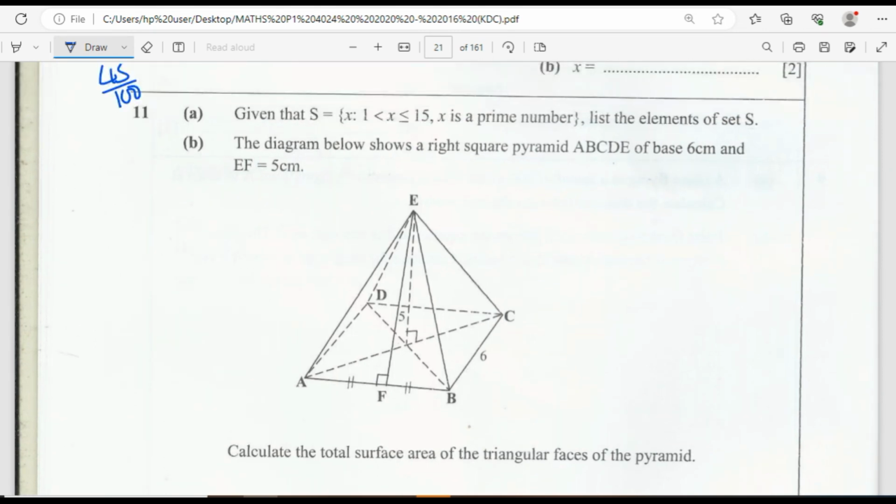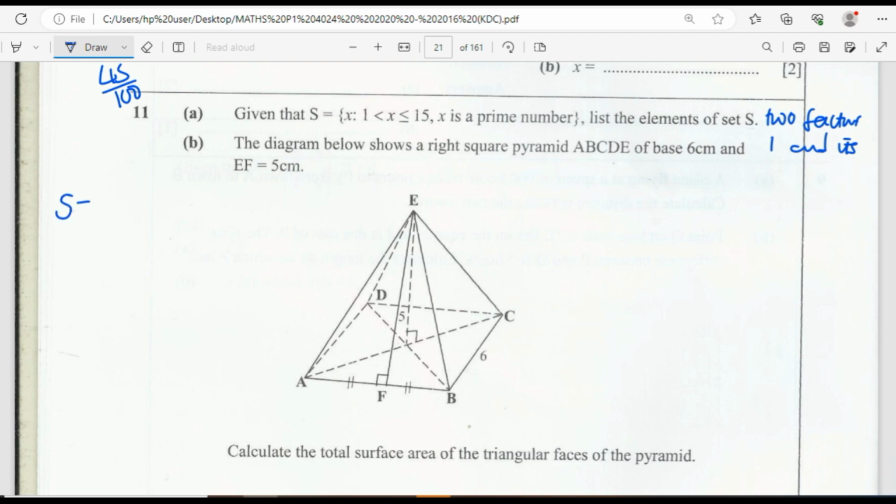Okay, so we now go to 11a. Given that S is equal to {x : 1 < x ≤ 15, x is a prime number}, list the elements of set S. So what are prime numbers? Prime numbers are numbers with two factors, 1 and itself. So we are looking for numbers that have only two factors.